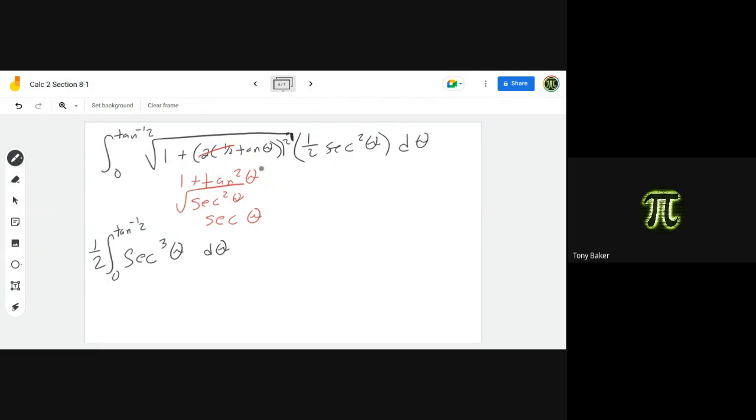The 1 plus tangent squared theta is secant squared theta. Okay. And then I took that secant theta and the secant squared theta to make secant to the 3rd theta. Oh, it's this big old thing. Secant theta tangent theta plus natural log of secant plus tangent, over 2. So there you go. Plus C.